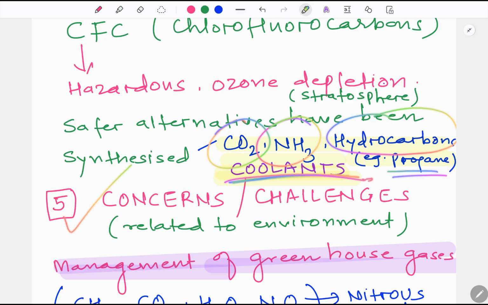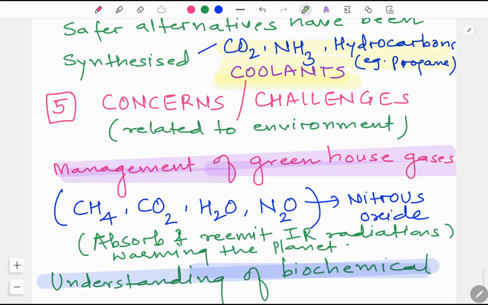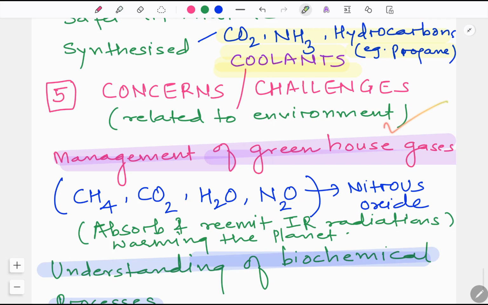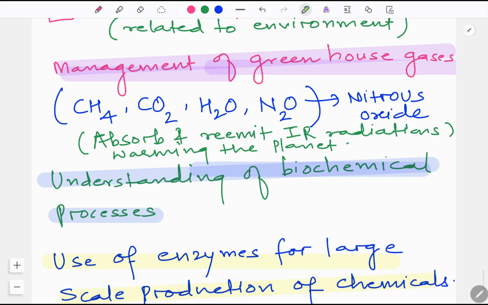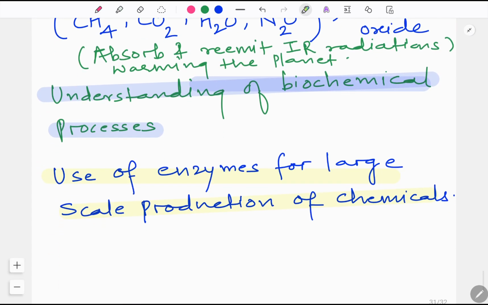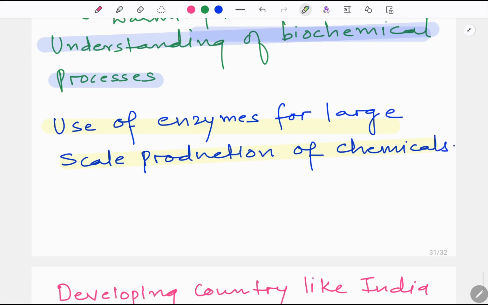There are certain challenges again. Management of greenhouse gases like methane, carbon dioxide, water, nitrous oxide. These gases are, you can say, warming the environment. They are absorbing and re-emitting the infrared radiations, making our planet Earth hotter. How to understand the mechanism of biochemical processes is also a challenge. How do we use enzymes for the large scale production of chemicals is also a challenge.